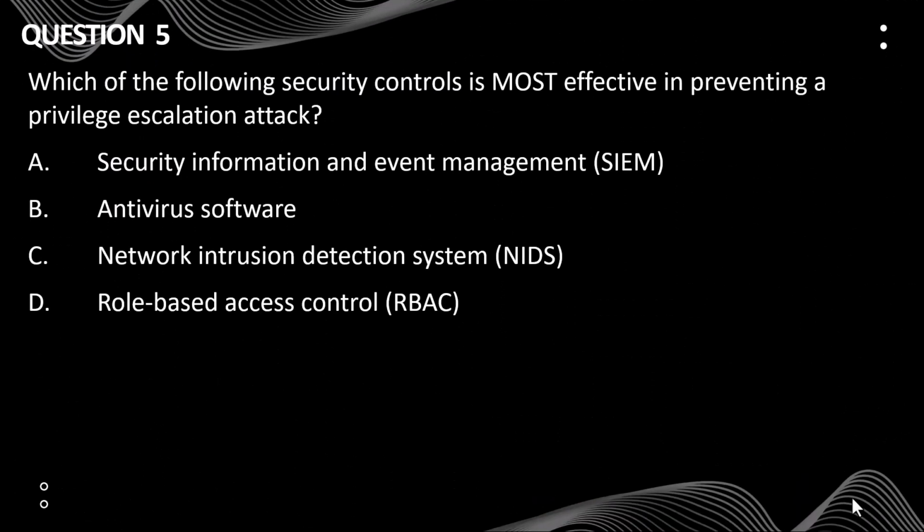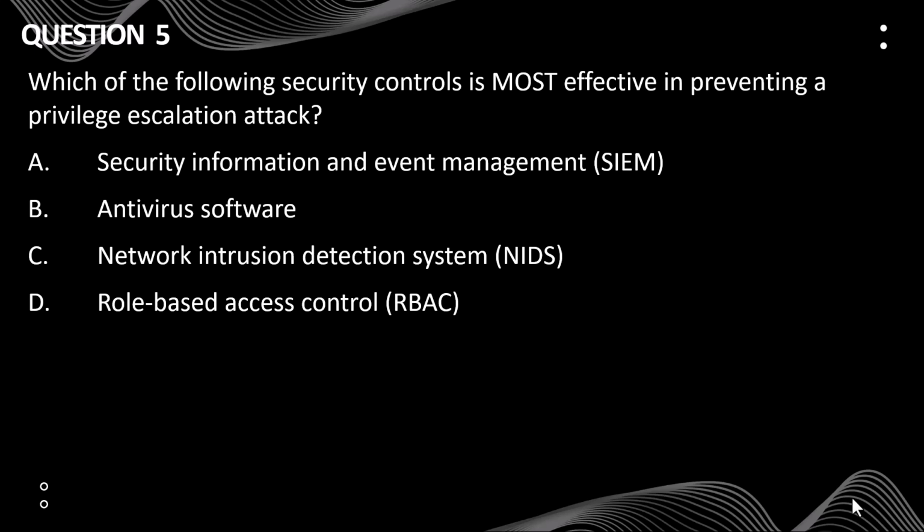Question 5. Which of the following security controls is most effective in preventing a privilege escalation attack? A. Security information and event management. B. Antivirus software. C. Network intrusion detection system. D. Role-based access control.